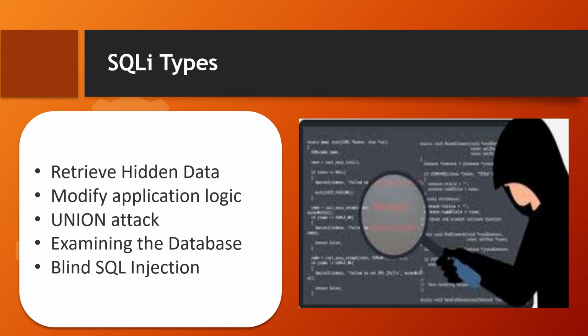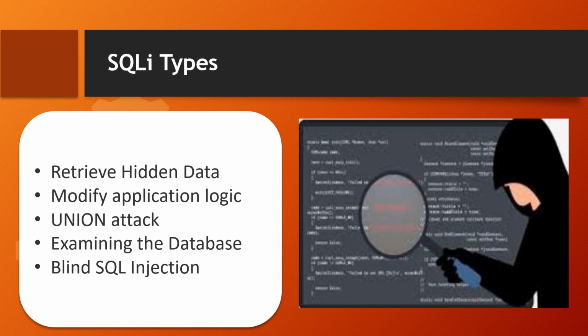Then what are the different types and examples of SQL injection? They can retrieve hidden data which you don't want to share with anyone. They can modify application logic so that they can trash it. Let's take the example of the Facebook application or YouTube or any popular information site or any normal social networking site. They can try to trash their logic. They can do some kind of union attack.